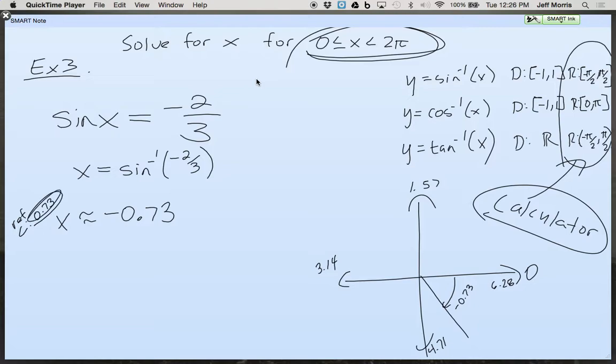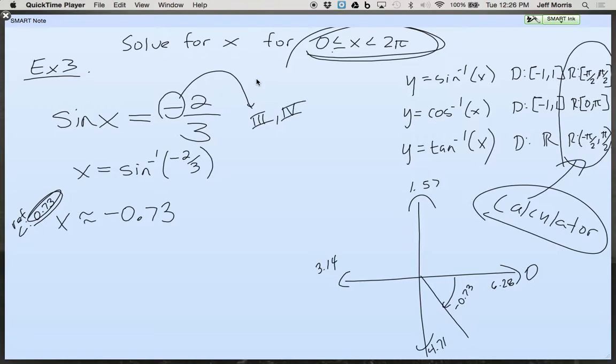So I need that because of what I'm going to look for now. Here we go. I'm looking for where sine is negative between 0 to 2 pi. In what quadrants is sine negative between 0 to 2 pi? Quadrant 3 and quadrant 4.